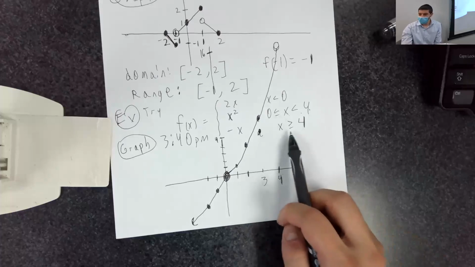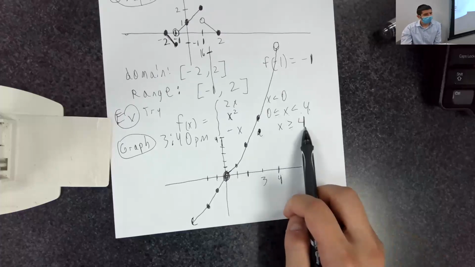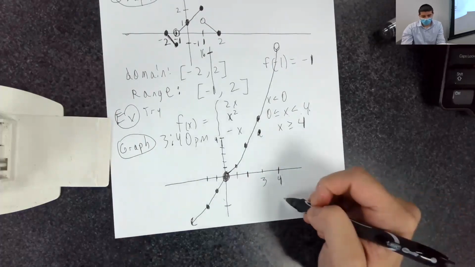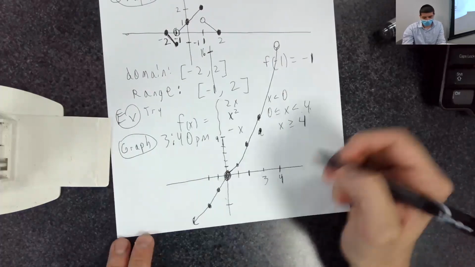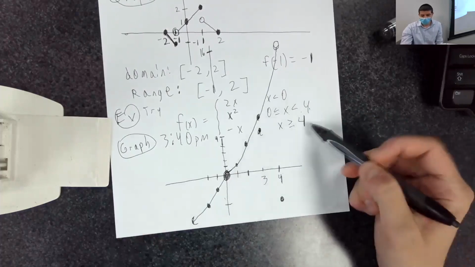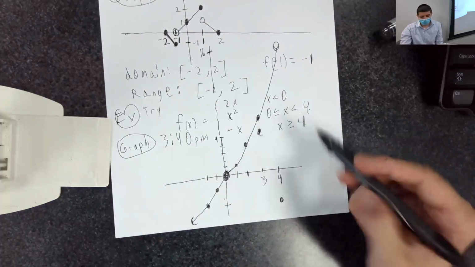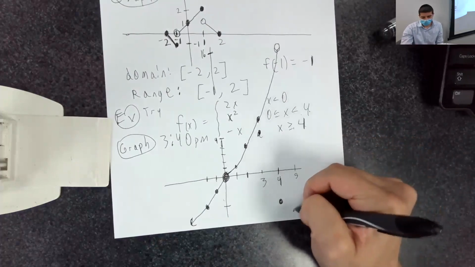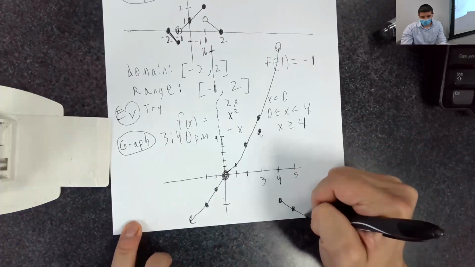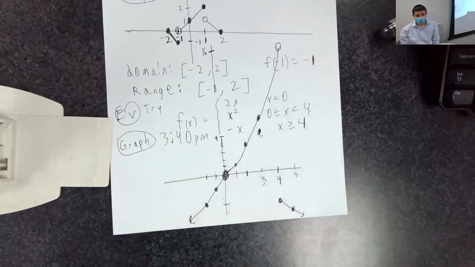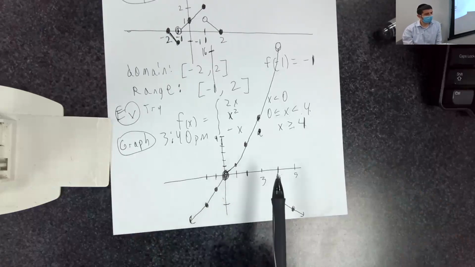Okay, x greater than or equal to 4. If I plug in 4, I get -4. Closed or open? Closed, because it's an equal sign. If I plug in 5, I get -5. So it looks like it'll be a line. And then I just go down like this to infinity. Any questions on this? You guys see how we did it? Did all 3 pieces. The idea is they're not overlapping because it is a function.